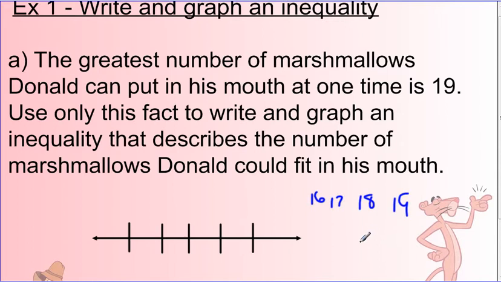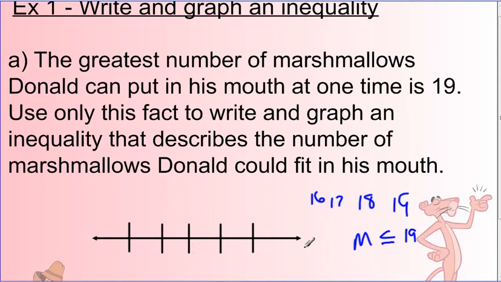So maybe we'll use M for marshmallows. The number of marshmallows is less than or equal to 19. It's equal to 19 because it says the greatest number he can fit in his mouth is 19. So he can put 19 in his mouth, and he could put 18 and 17 and 16, but he could not put 20. So it has to be less than 19, but it could also be equal to 19. Now let's see how this graphs out.